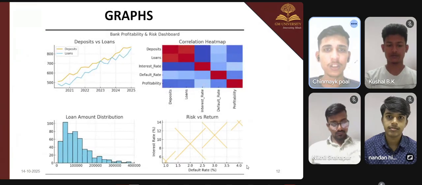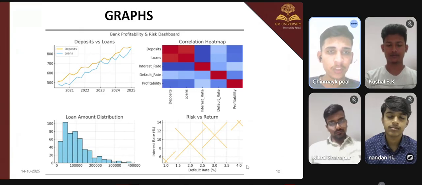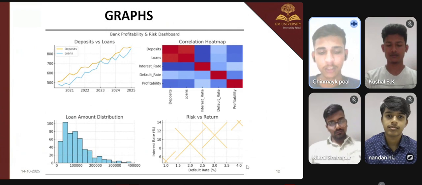And here are the graphs of the bank profitability and risk dashboard. In the first graph, you can see deposits versus loans, top left. It shows how deposits and loans have changed from 2020 to 2025, and both are increasing over the years, meaning the bank is growing in activity. In the next graph, the correlation heat map, top right, a colored grid shows the relationship between factors like deposit, loan, interest rate, default rate, and profitability. Darker colors may mean weaker correlation, lighter ones stronger.